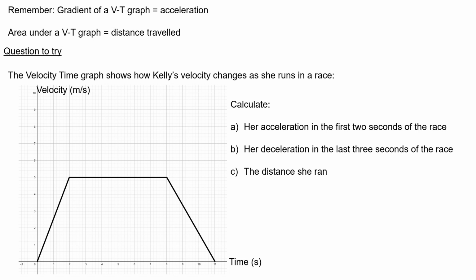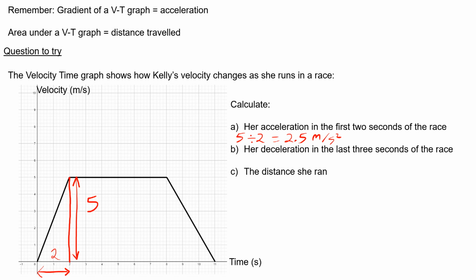Here are the answers. Firstly, we want the acceleration in the first 2 seconds of the race. So I need to work out the gradient of the graph in the first 2 seconds. The change in the velocity, or the change in the vertical direction, change in y, is 5 meters per second, and the change in the x direction, or the change in time, is 2 seconds. So the gradient is just going to be 5 divided by 2, which is 2.5 meters per second squared. That's the units of acceleration.